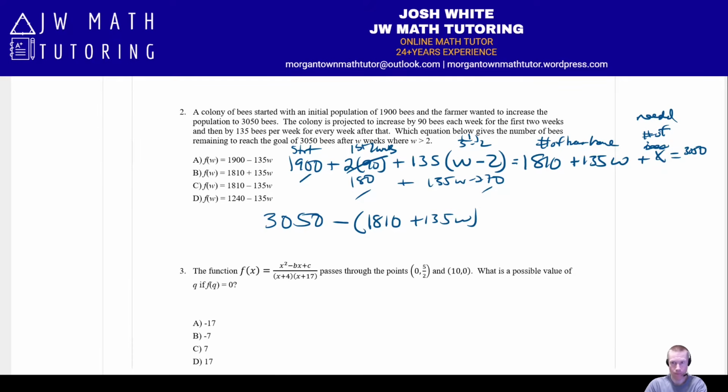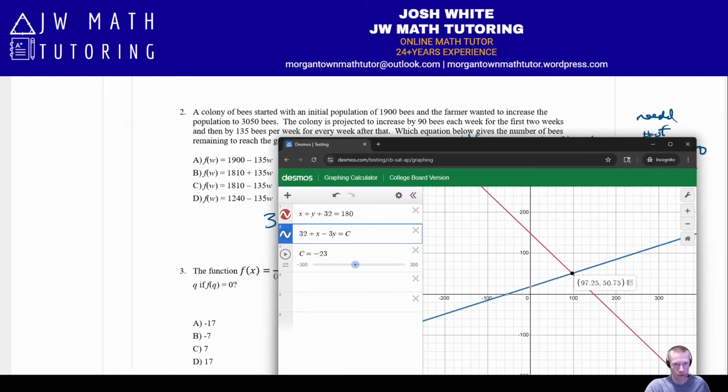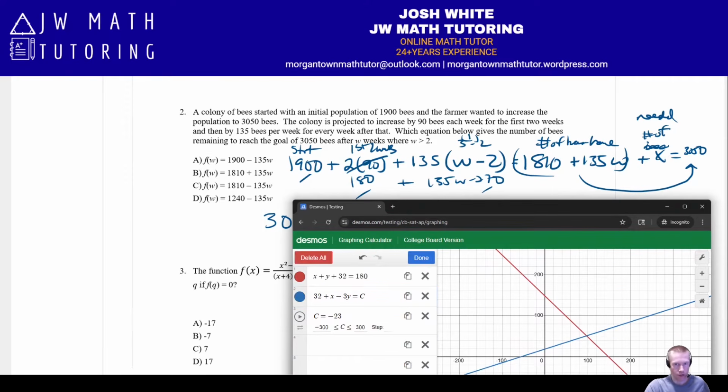That's your goal. So if you rearrange this, subtract this whole thing to the other side, that's where I get the 3050 minus that expression. So 3050 minus 1810, if you go ahead and subtract that, it should be 1240 and then minus 135W. Let's just go to Desmos to confirm that all the calculations are correct.